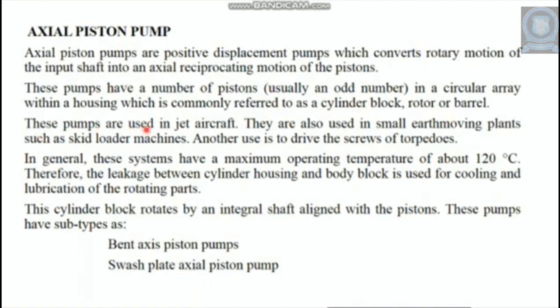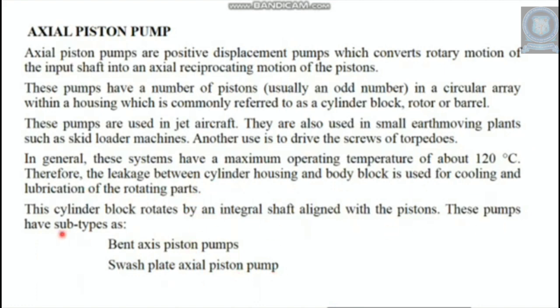These pumps are used in jet aircraft. They are also used in small earth-moving plants such as skid loader machines. In general, these machines have a maximum operating temperature of 120 degrees Celsius. Therefore, the leakage between the cylinder housing and body block is used for cooling and lubrication of the rotating parts.